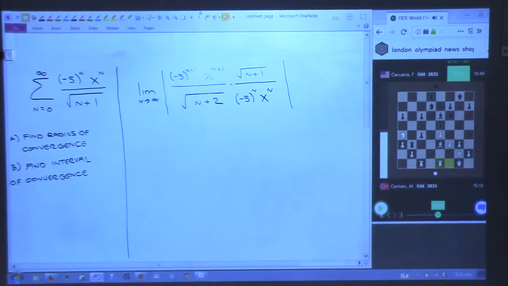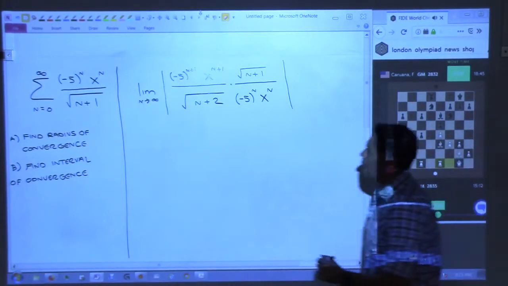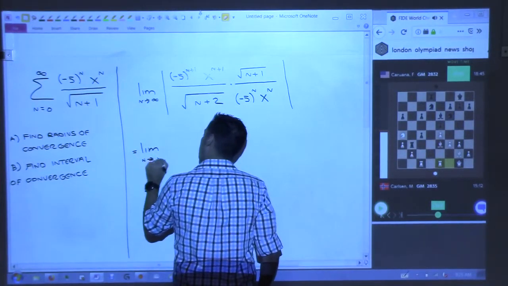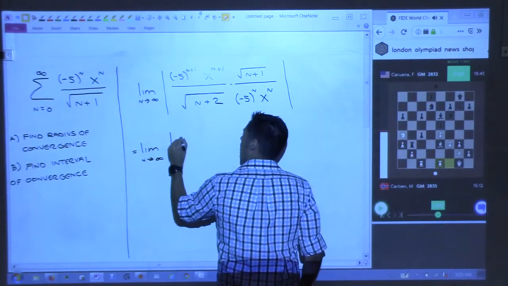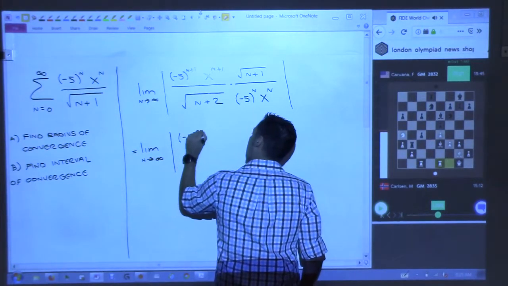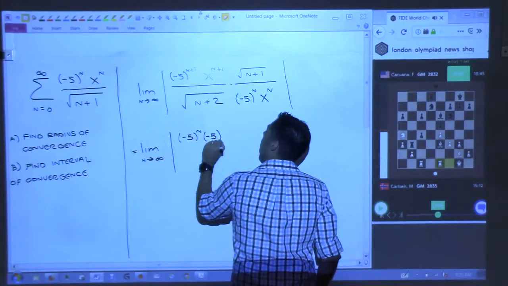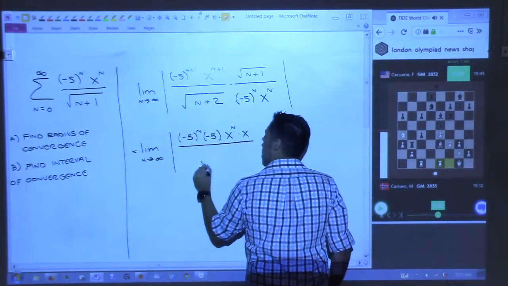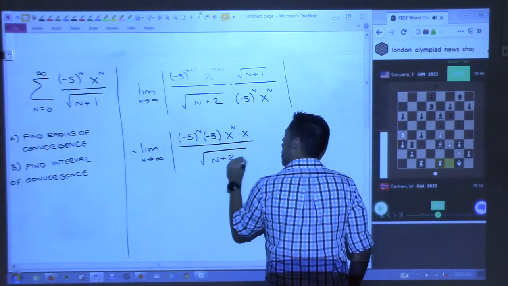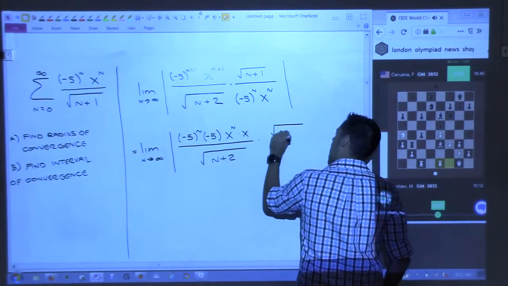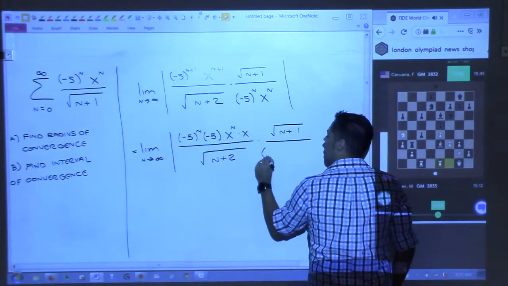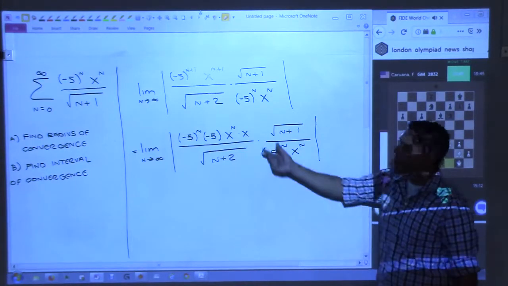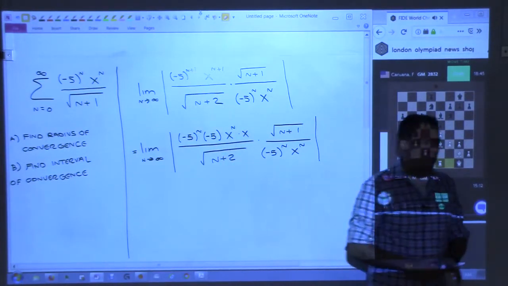Now some cleaning up. Limit as n goes to infinity. Okay, we have -5 to the n times -5, x to the n times x over root n plus 2 times root n plus 1 over -5 to the n x to the n. So you see how I split these up, right? Those got split up like that.